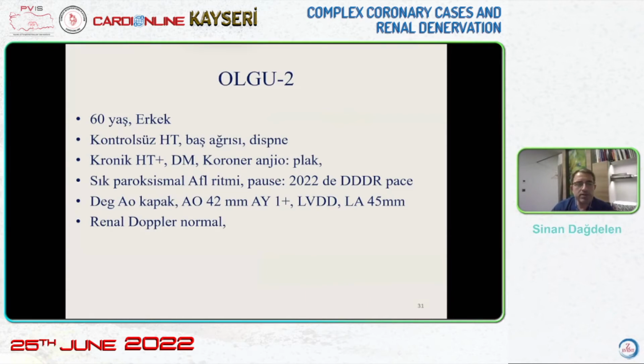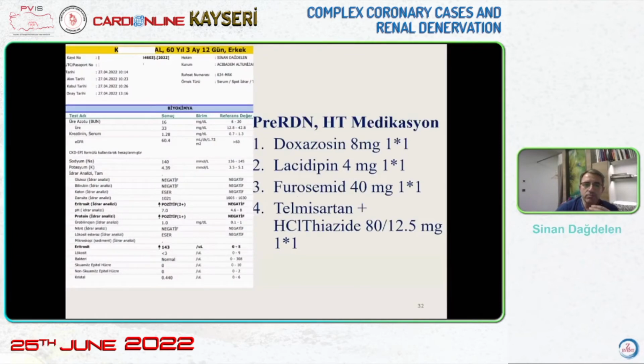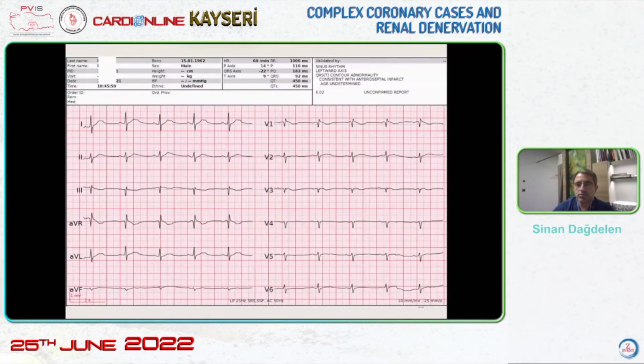And of course, during the follow-up of the patients, we also do urine assessment and renal function of the patients. Second case, 60-year-old male, uncontrolled hypertension, continuously coming to the emergency, and diabetic, no serious problem in the coronaries, and paroxysmal AF arrhythmia occurs frequently, and the renal Doppler we did was normal. Aorta is a little bit ectatic, left atrium is 45 millimeters, renal functions are normal. Before the operation, these are the results.